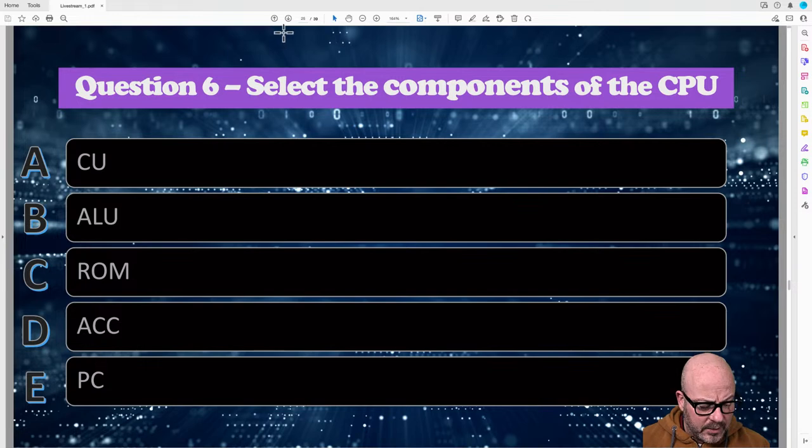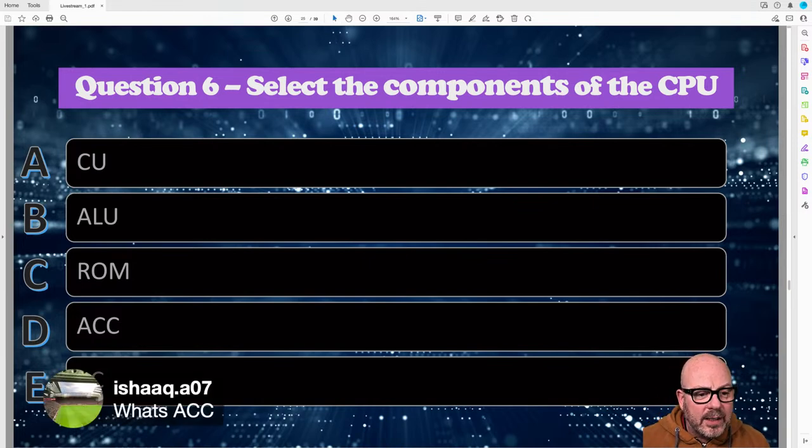Very, very impressive. Let's go on to this one. Select the components of the CPU. We've got CU, ALU, ROM, ACC, PC. They love a question like this. All these little, what are they called? What is it when you've got two letters together? Abbreviations? No. I can't think what they're called. What's ACC? That is the accumulator.